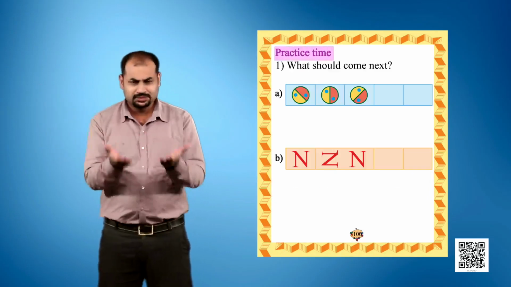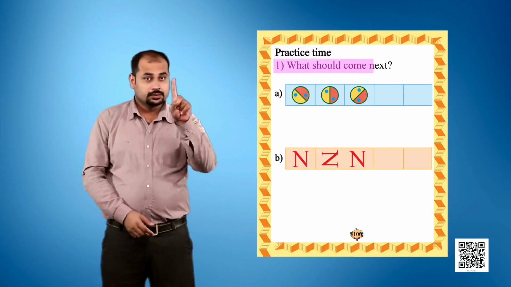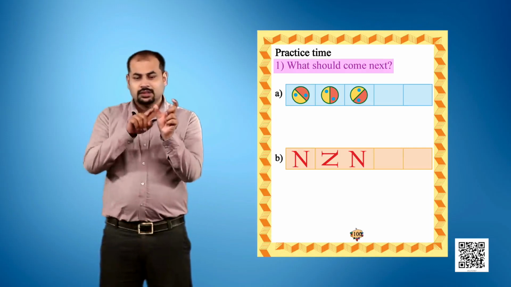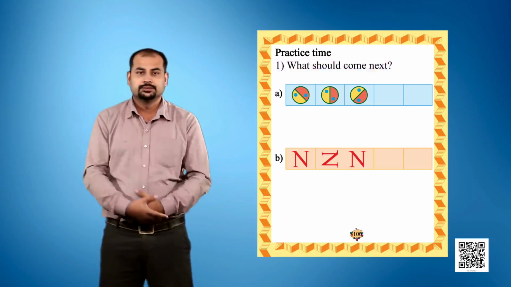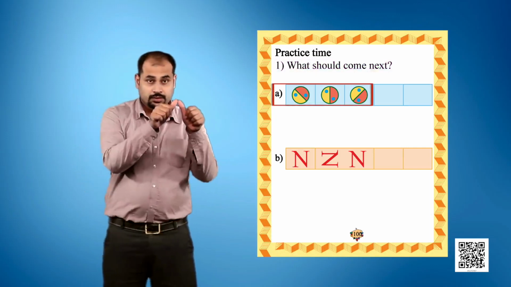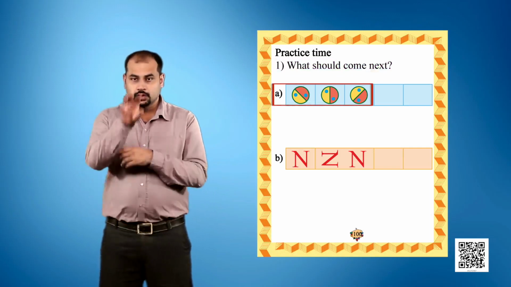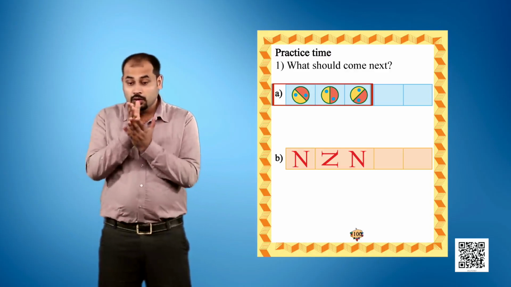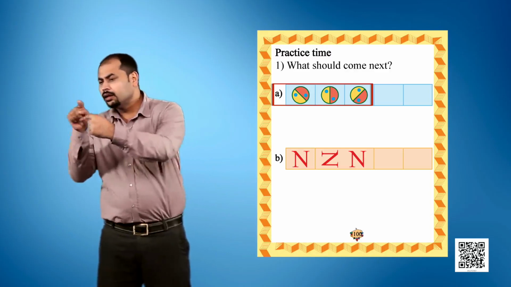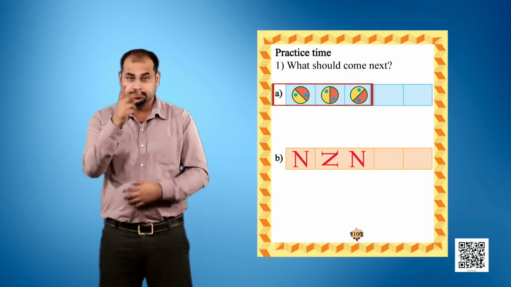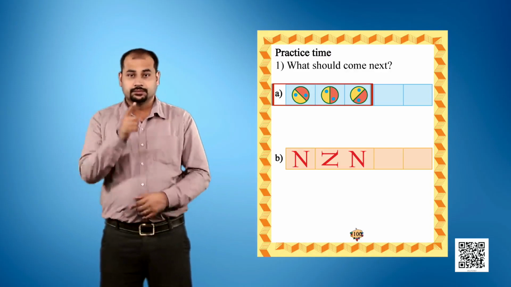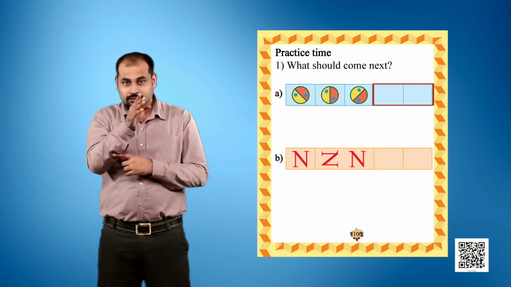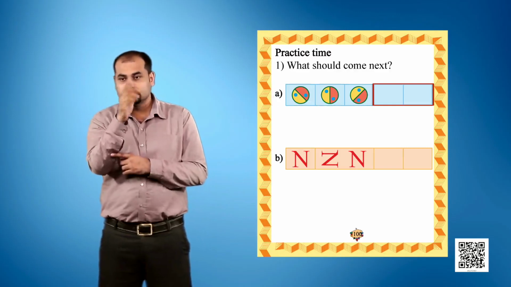Practice time. 1. What should come next? A. We see a circular pattern rotating in a particular way. 3 instances have been given. You have to create 2 more instances based on this repeat.